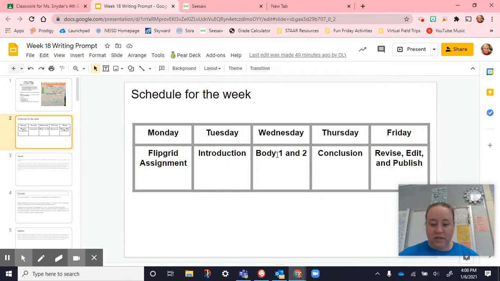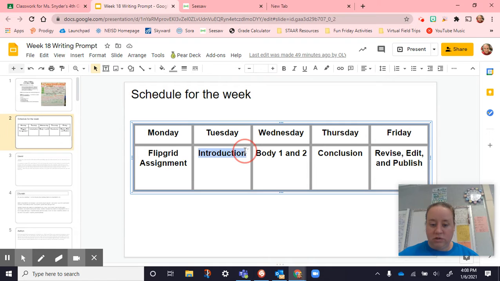So today is Wednesday. We worked on the body. Tomorrow we'll work more on the conclusion, and then Friday we'll do a lot of revising, editing, and finish up. So make sure yesterday you were supposed to start it off with the introduction. Make sure you've got up to here so that we can jump into the conclusion tomorrow. And then that wrapped up writing.